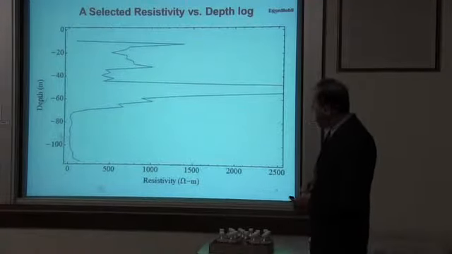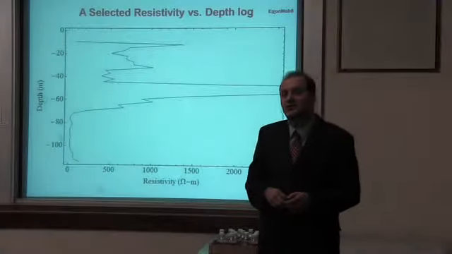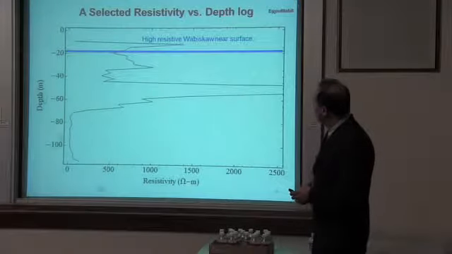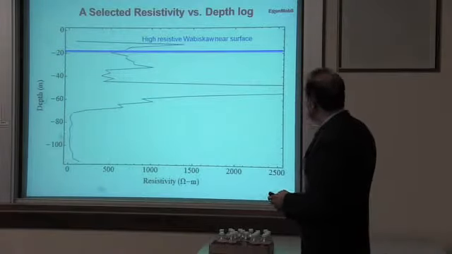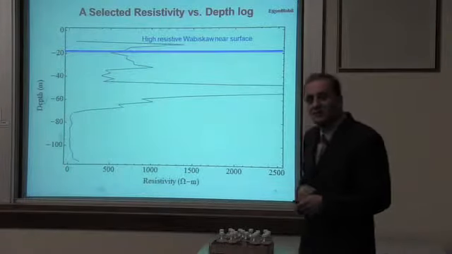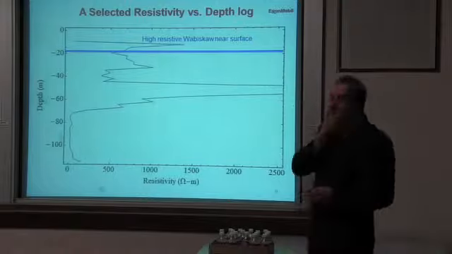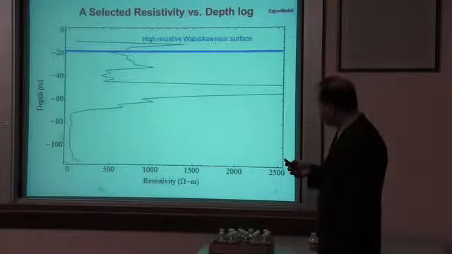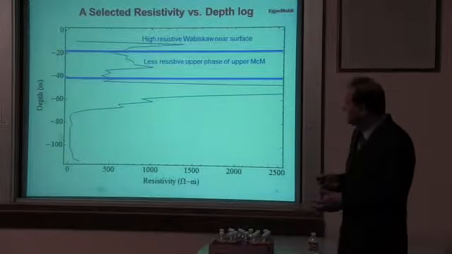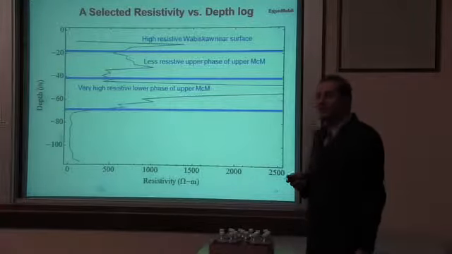If this is depth and this is the resistivity, these are some measurements done at the borehole. By looking at the resistivity and coming back to the geology in the region, I picked some of the layers to show you how my layered earth model is going to be. For the near surface, up to 20 meters below the surface, I considered this the Wabiskaw formation. Then I have the less resistive upper phase of the Upper McMurray, and then the very highly resistive lower phase of the Upper McMurray.